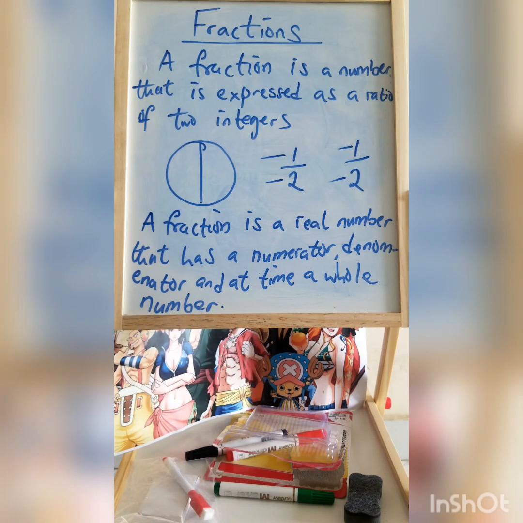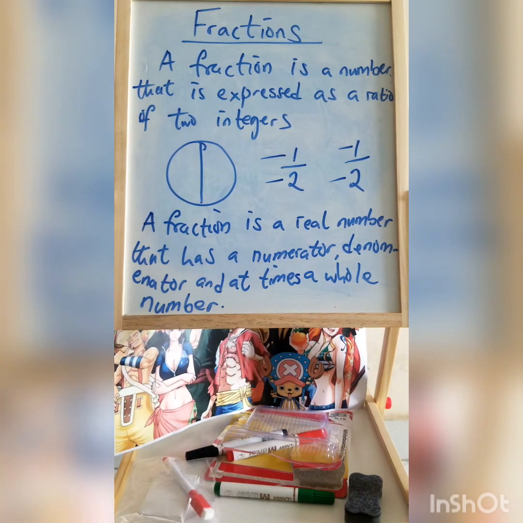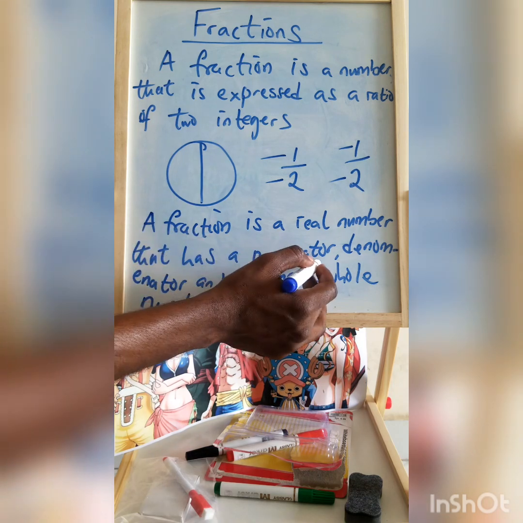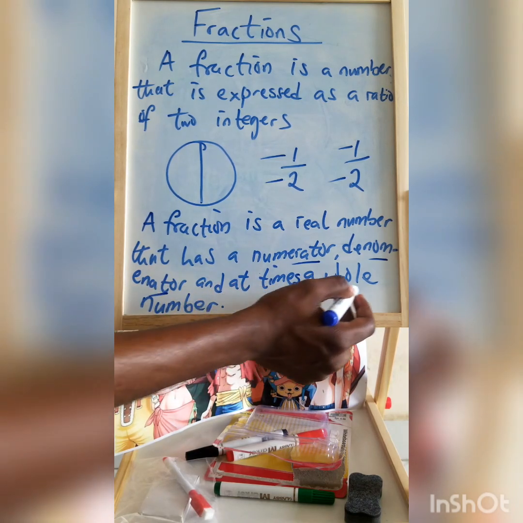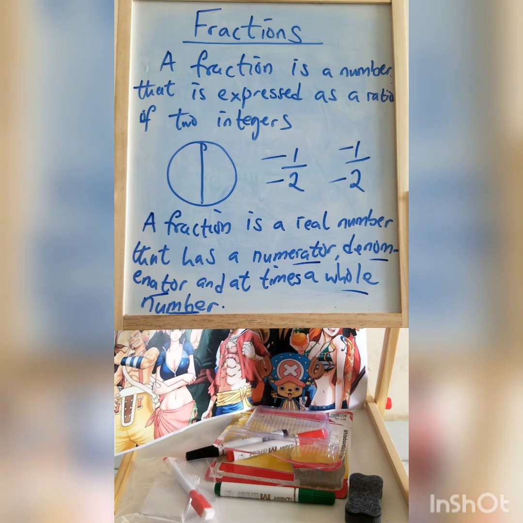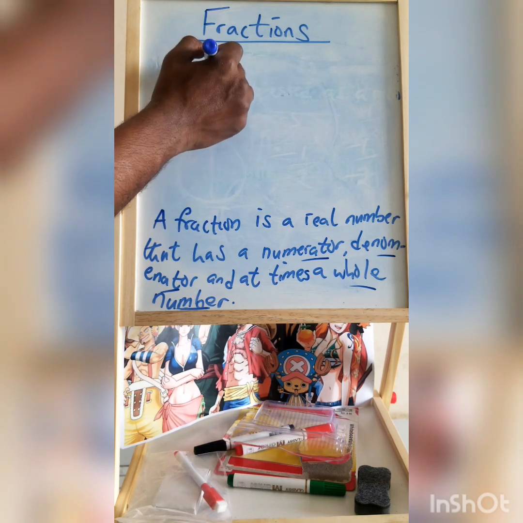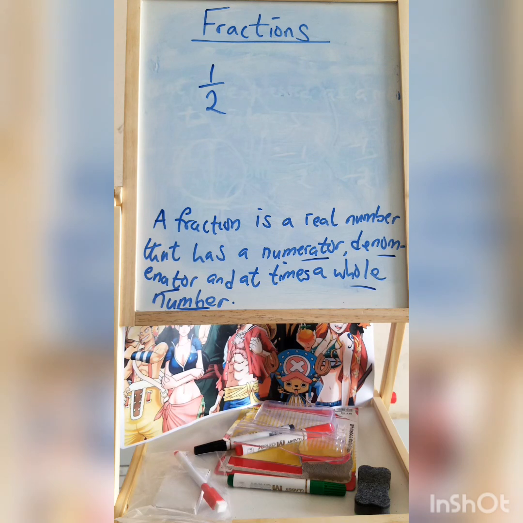A fraction is a real number that has a numerator, a denominator, and at times, not all the time, but at times it has a whole number. I'm going to show you what a numerator is, a denominator is, and a whole number is. Just keep watching along. I said a fraction is a real number that has a numerator, denominator, and at times a whole number. I said earlier that 1/2 is a fraction. It is very common. We use 1/2 almost all the time.